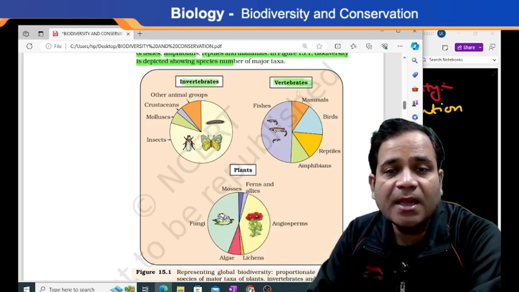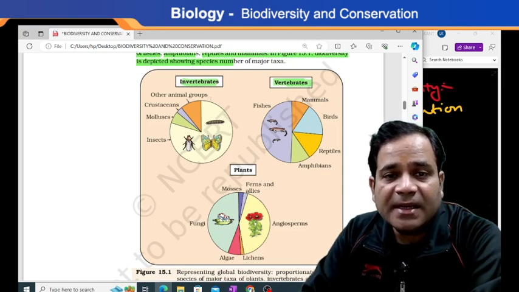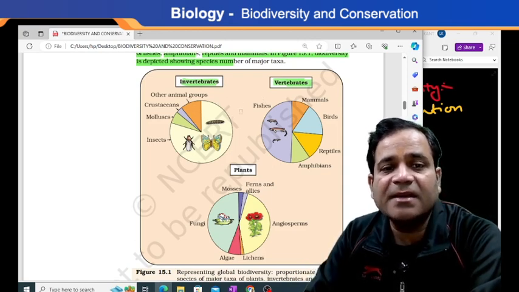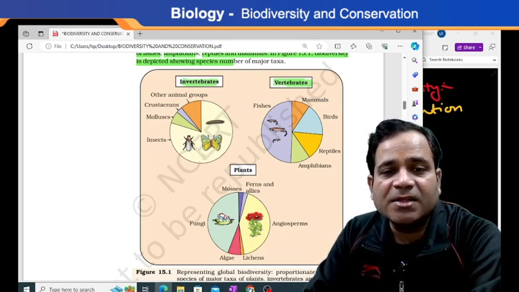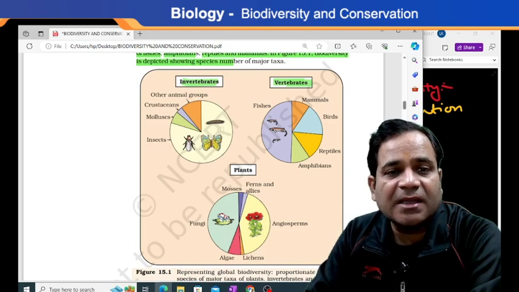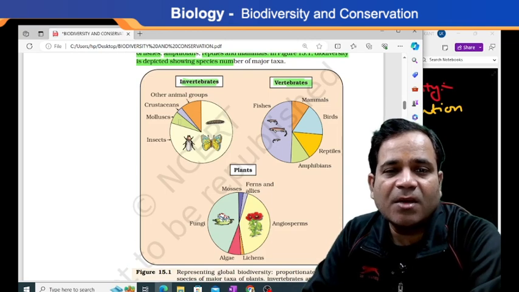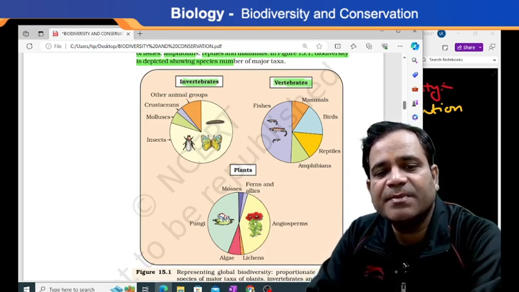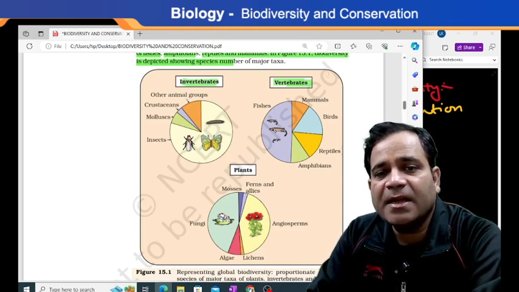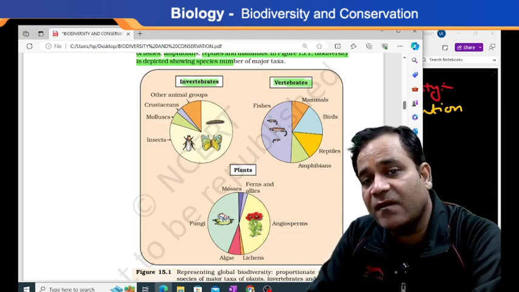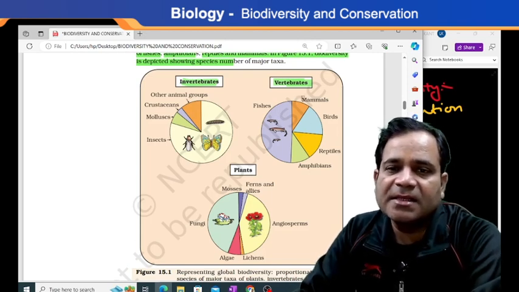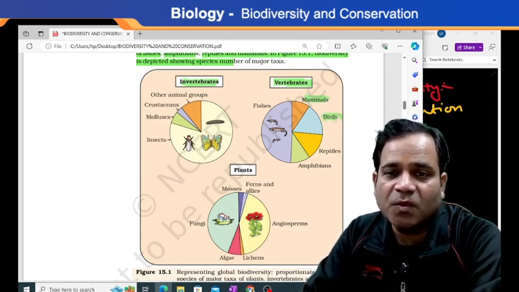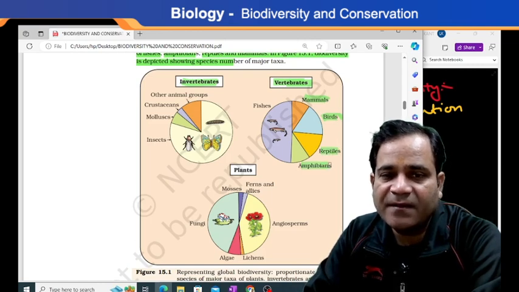Okay. So see, in this graph, invertebrates are mostly either the housefly or the butterfly, or you say the larva. These are mostly insects, and mollusks, crustaceans, and other animal groups are in a very small percentage, my dear. But in vertebrates, half of the area is covered by fishes. Some of them are mammals, but birds are more than reptiles, and then the amphibians.